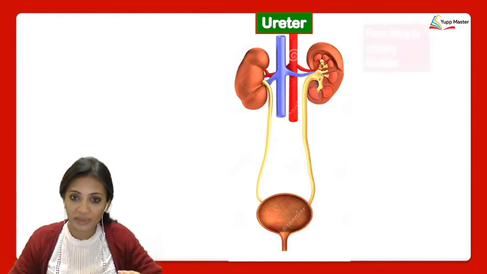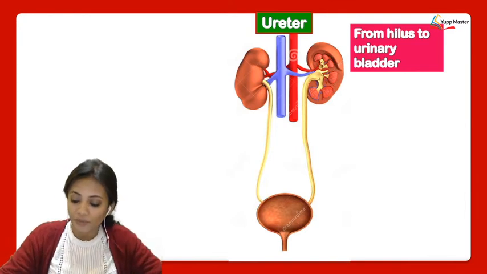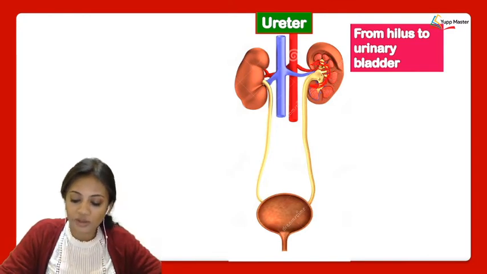So ureters, basically they start from the hilus. What is the hilus? Remember that inner margin over here, this was the hilus.